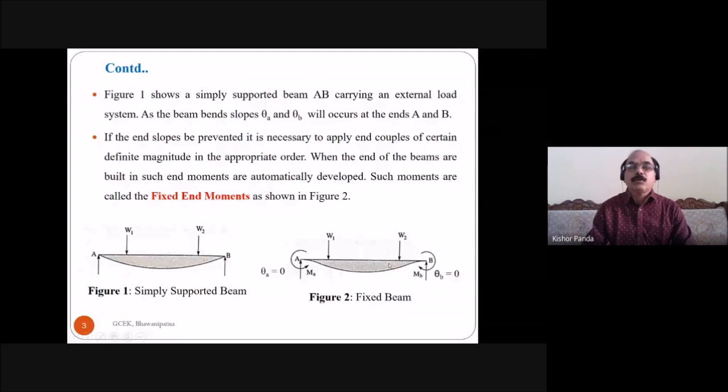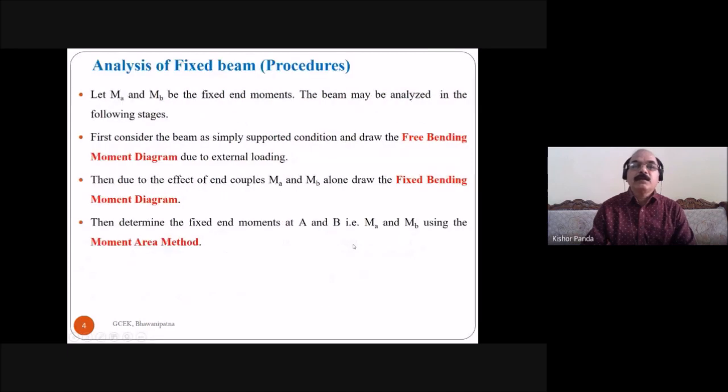You know how to draw the free bending moment diagram and simply supported bending moment diagram from strength of materials. If the simply supported beam has a point load W acting at the midpoint, what is the bending moment diagram? It is a triangle, and the maximum bending moment at the midpoint is equal to WL by 4.